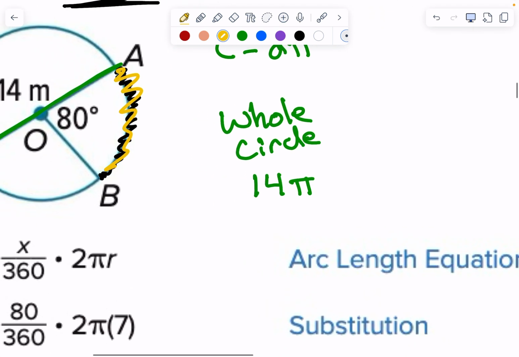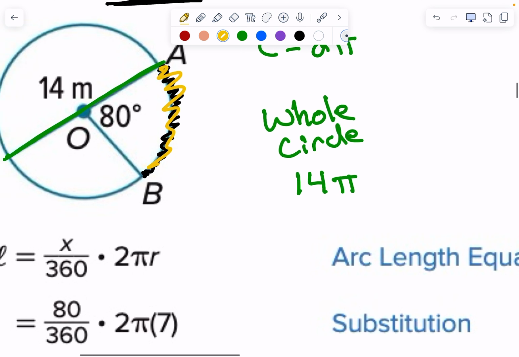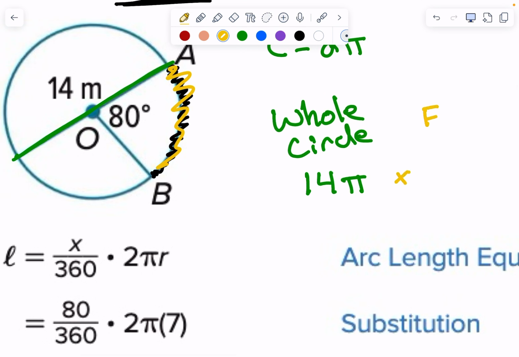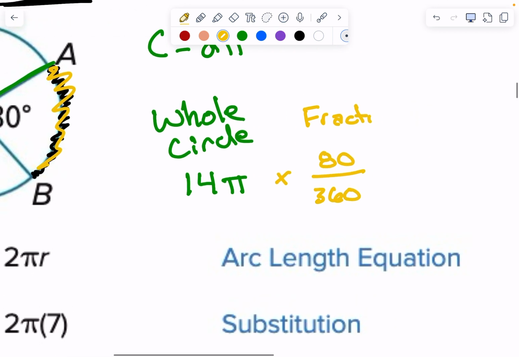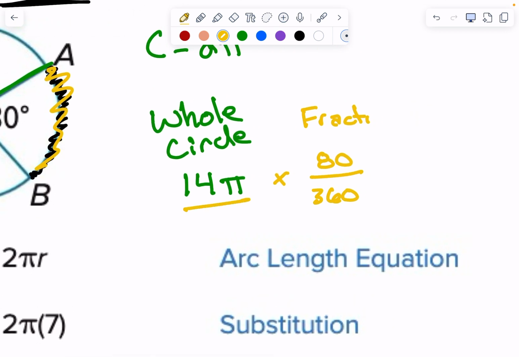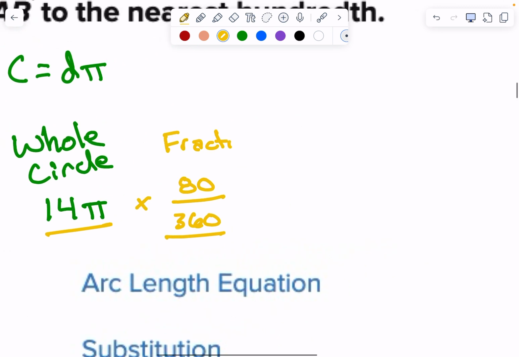14 pi, what fraction of the circle am I looking for? Times the fraction of the circle that I want, which is 80 degrees out of the full 360. That's how I do it. The whole circle is 14 pi, but now I want to multiply by the fraction of the circle that I want, right? 80 divided by 360. So you can literally go in your calculator, 14 pi times 80 divided by 360. Whoop. 9.77.